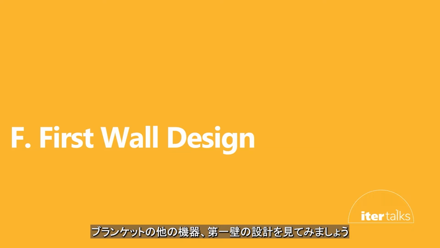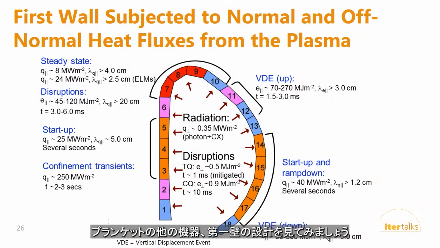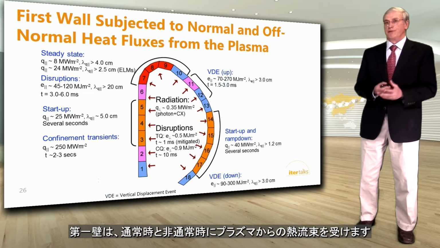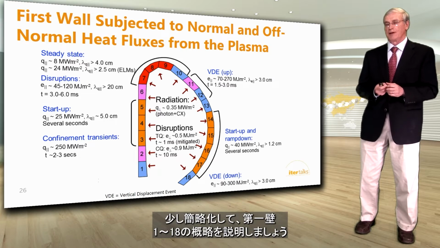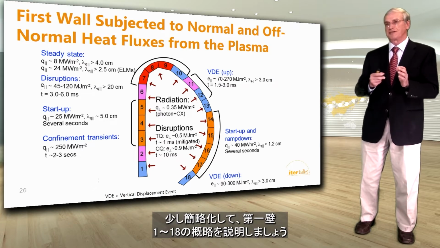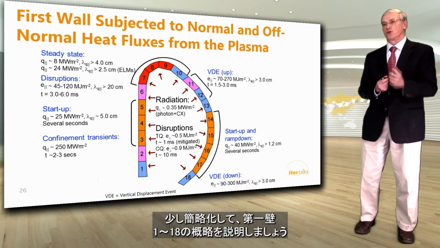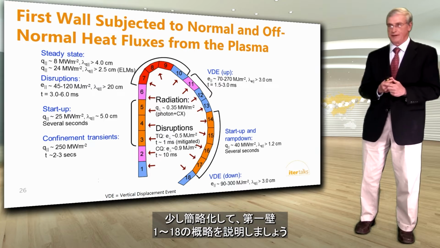Let's look now at the different components of the blanket. First, the first wall design. The first wall is subjected to normal and off-normal heat fluxes from the plasma. Just to simplify a little bit, this gives a schematic of the first wall from first wall 1 to 18, blanket module 1 to 18.